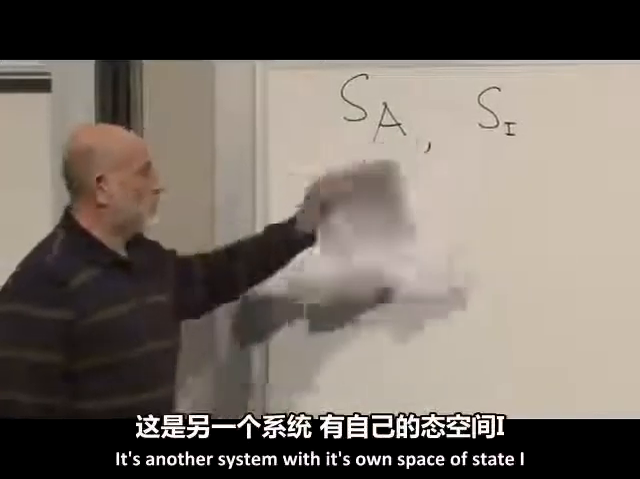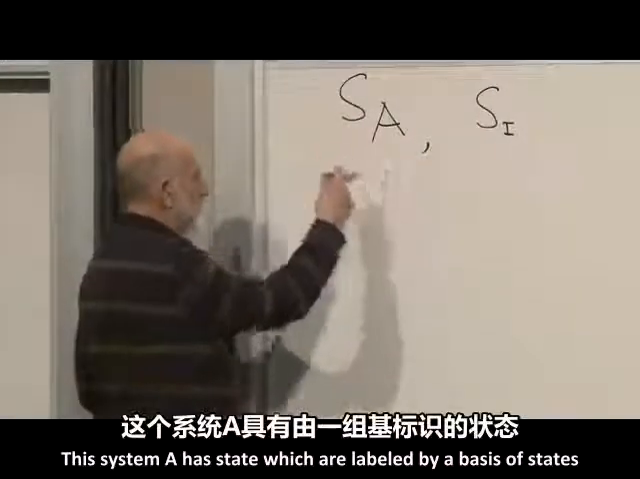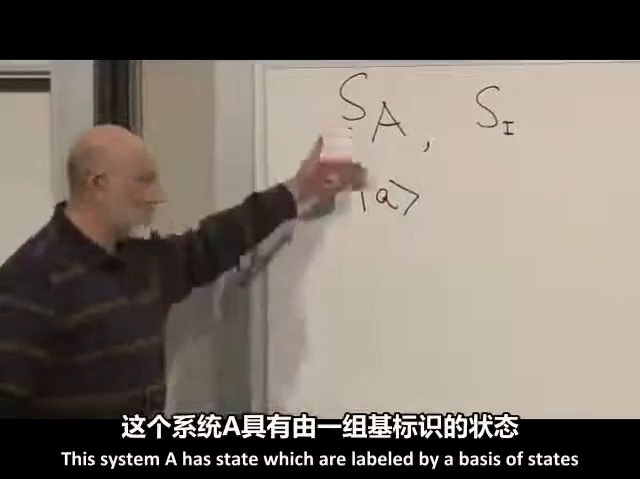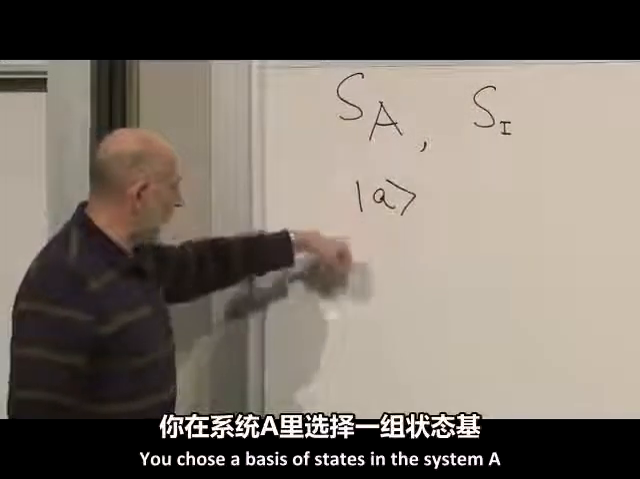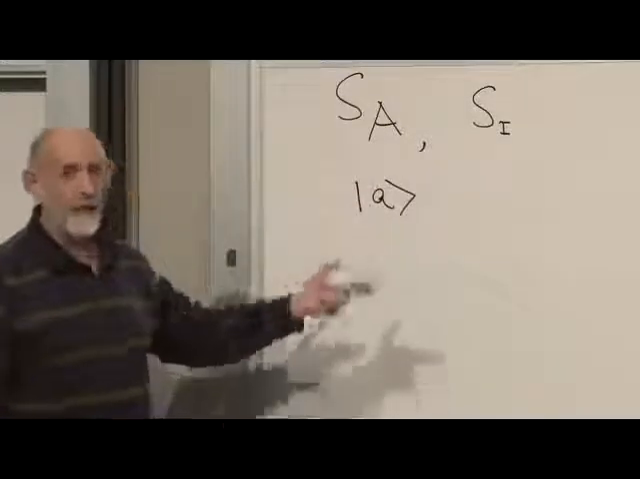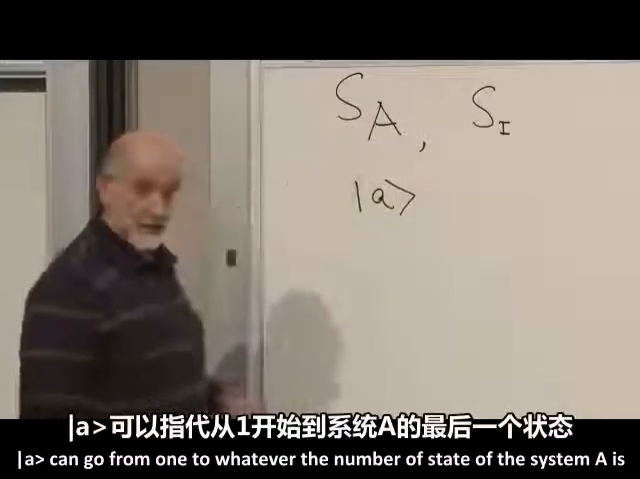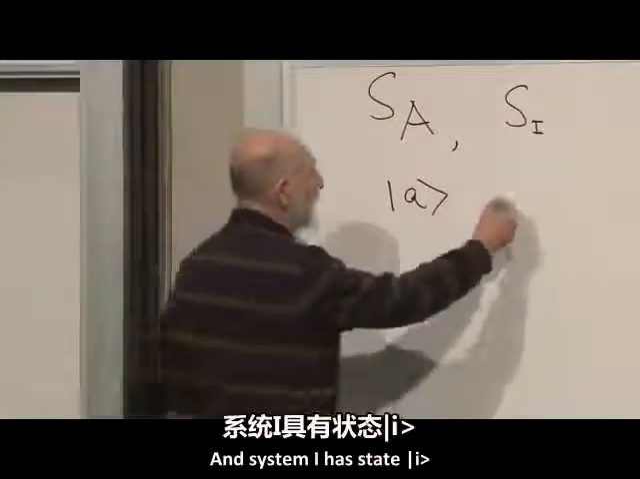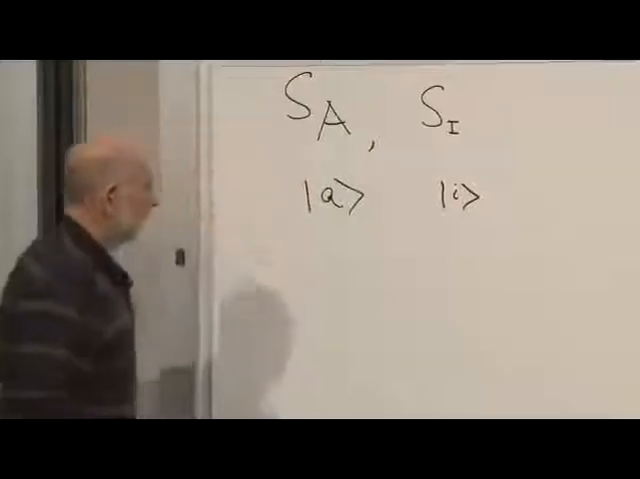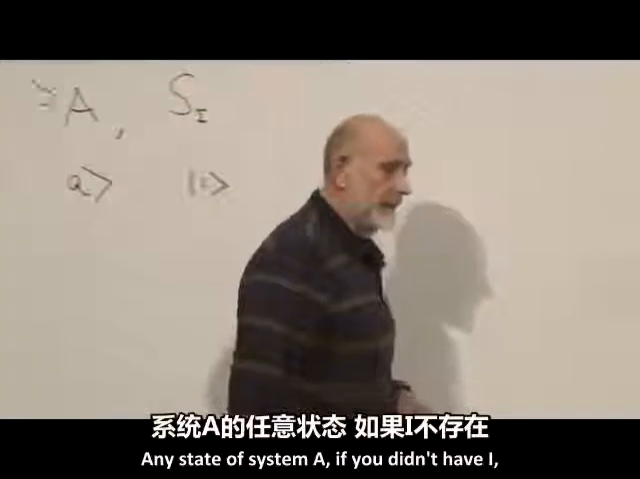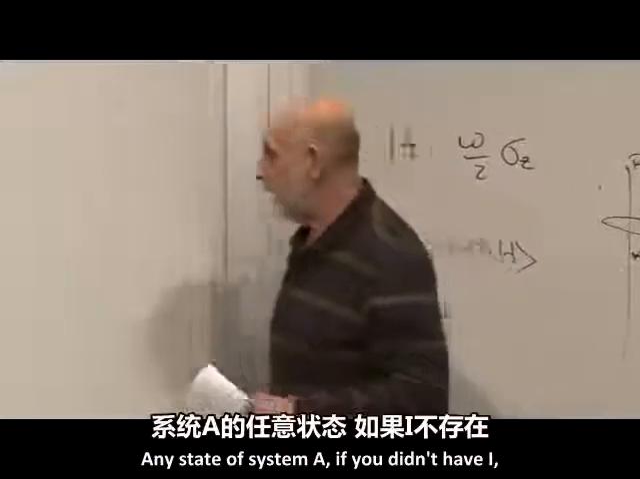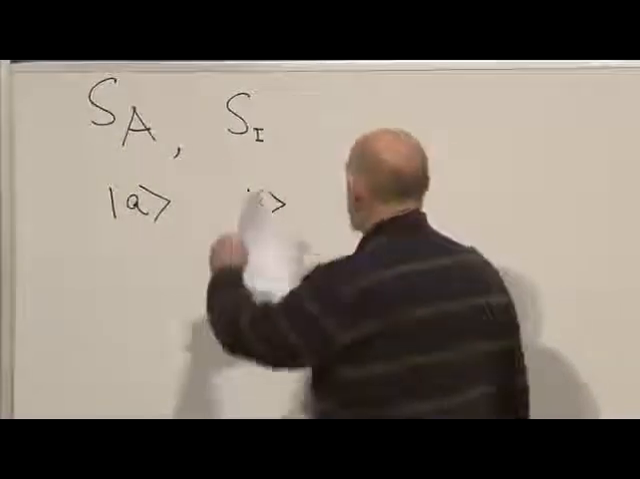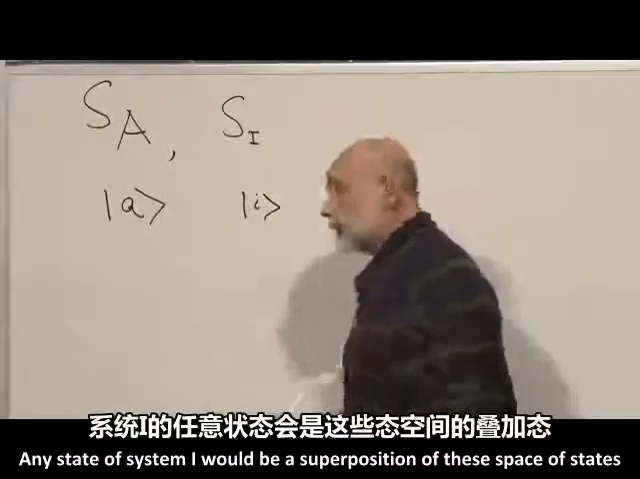It's another system I with its own space of states I. The system A has states which are labeled by a basis of states. You choose a basis of states in the system A, and you label them A. A can go from 1 to whatever the number of states of system A is, whatever the dimensionality of the space of states A is. And system I has states I. Any state of system A, if you didn't have I, would be a superposition of these basis states. Any state of system I would be a superposition of these basis states.